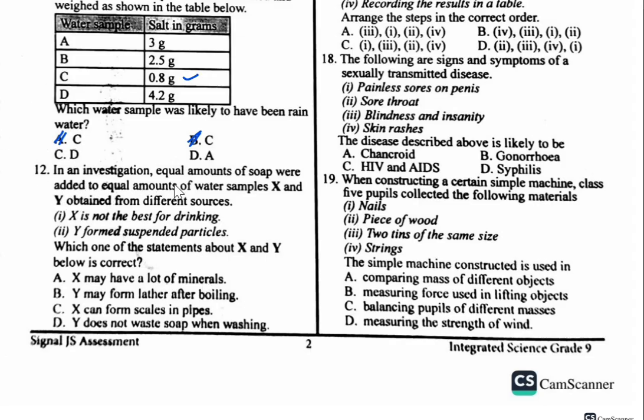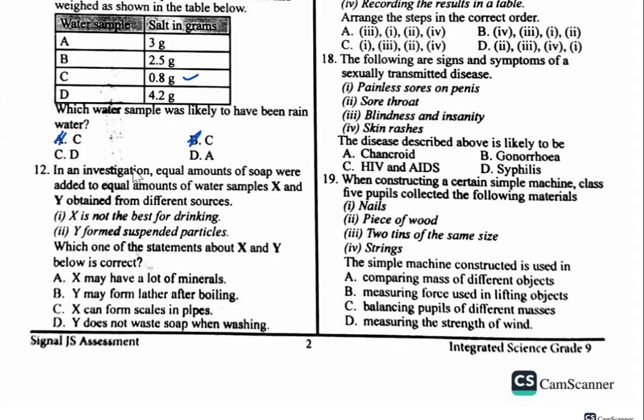In an investigation, equal amounts of soap were added to equal amounts of water, samples X and Y, obtained from different sources. Roman 1, X is not the best for drinking. Roman 2, Y formed suspended particles. Which one of the following statements about X and Y is correct? A, X may have a lot of minerals. B, Y may form lather after boiling. C, X can form scales in pipes. And then finally, D, Y does not waste soap when washing.